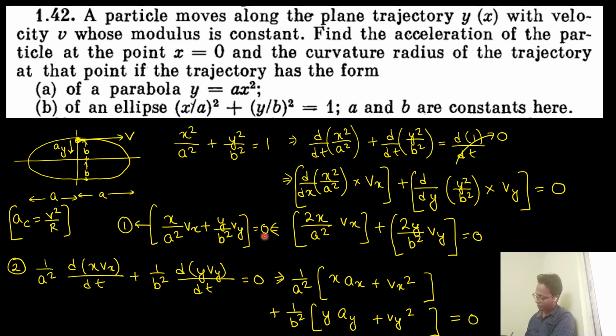See the equation: d0 by dt is nothing but 0 only. Okay, now this is the second equation that I got. Now I'll proceed with the second equation on the next page.